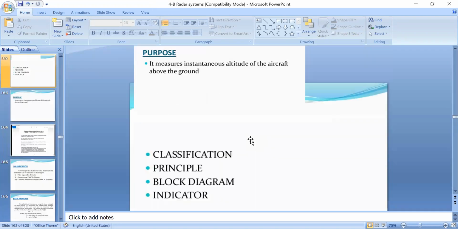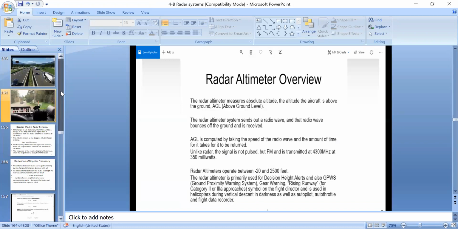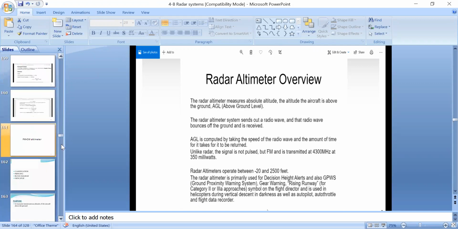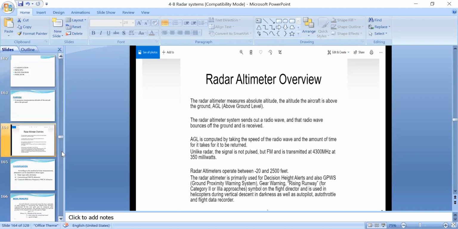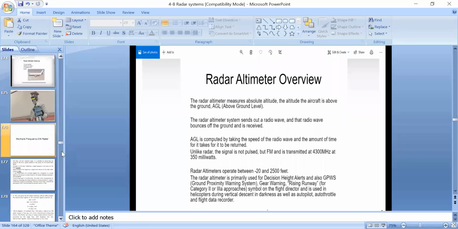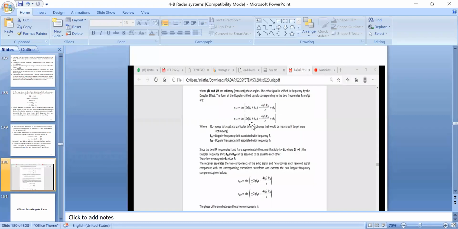So it's nothing but proving that by using the phase difference, we can calculate the range information of the moving target, right? So it's a very simple concept.